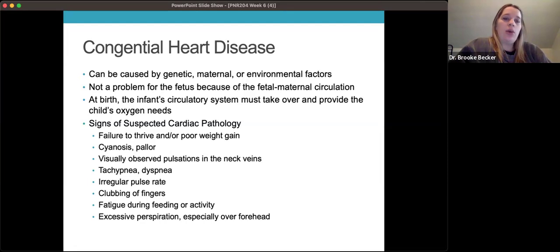Also, kids who have frequent respiratory infections, like you can't figure out, they're just always getting respiratory infections, and they're working really hard to breathe, and they're working really hard to eat. That might also be suggestive of a congenital heart defect.